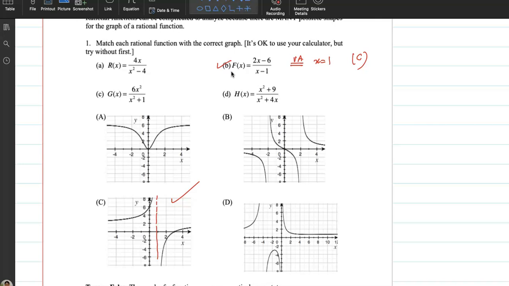Correct? Okay. Then now here, what's my vertical asymptote? x squared minus 4. So x minus 2, x plus 2 is equal to 0. So it has two vertical asymptotes. x is equal to 2 or x is equal to minus 2. So 2 and minus 2. So here that could be B.